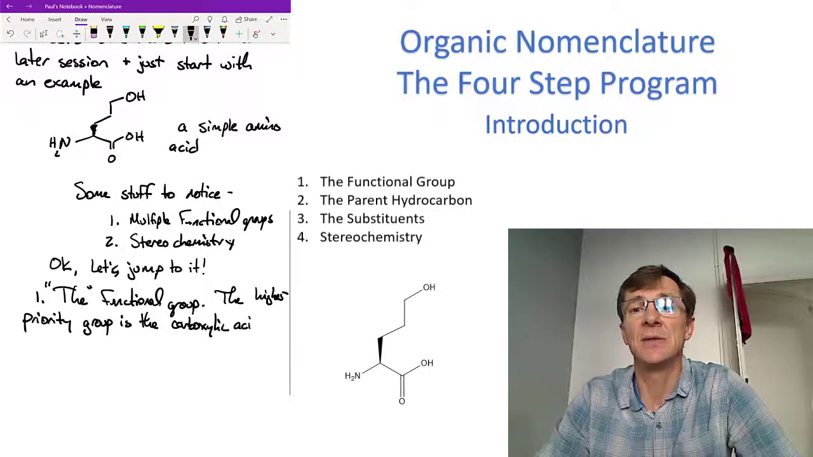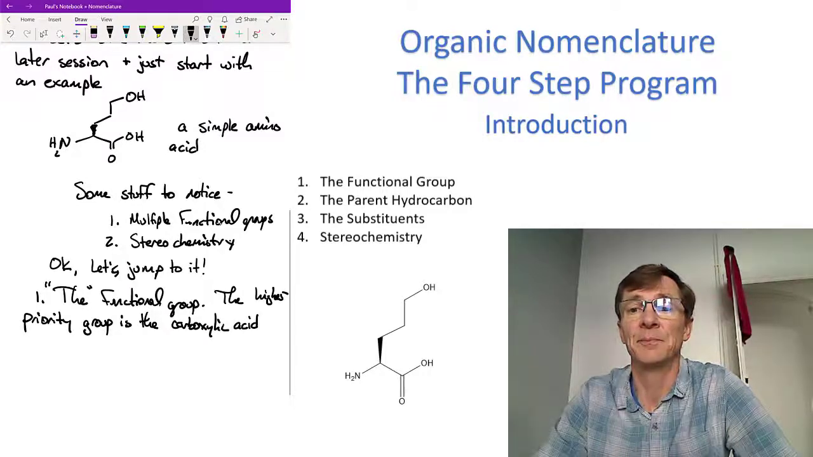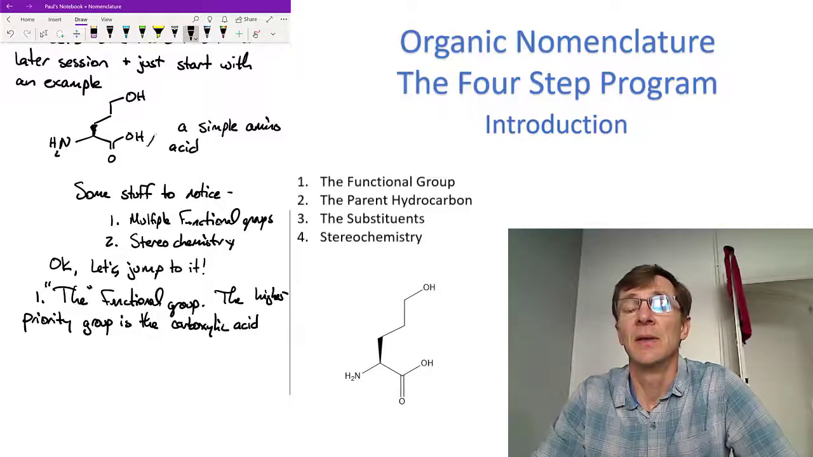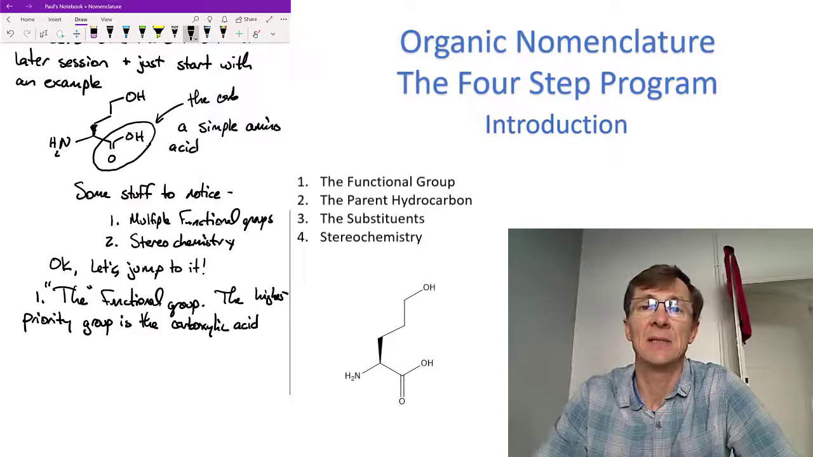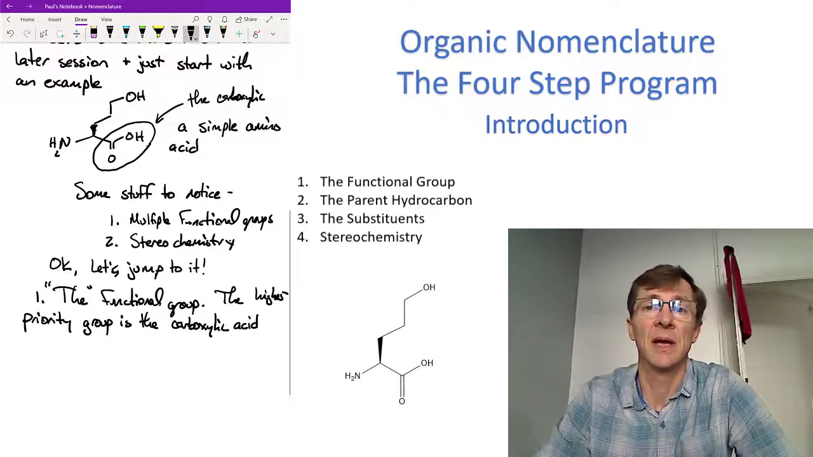That gives us the answer to question number 1 of 4. Once that has been determined, the parent hydrocarbon will be the longest continuous chain that contains the carboxylic acid. In this case, and in almost all cases, there are exceptions, the carbon of that carboxylic acid will be carbon number 1 of our parent hydrocarbon.